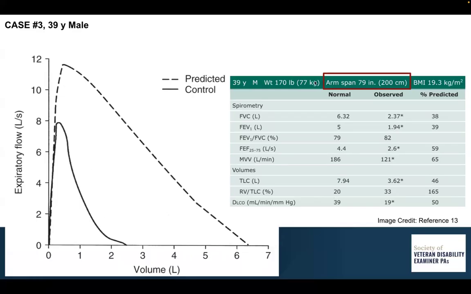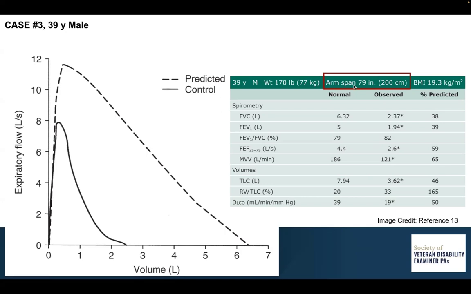This is an interesting case that I found in the textbook where arm span was used instead of height. And you'll see here, like what we've been seeing with restrictive lung disease, a low FVC, lung volume here is about 2.3, and then the predicted would be 6.3. Peak expiratory flow is low. We have a low FVC and FEV1. The ratio is preserved. But yeah, the arm span height is used here.